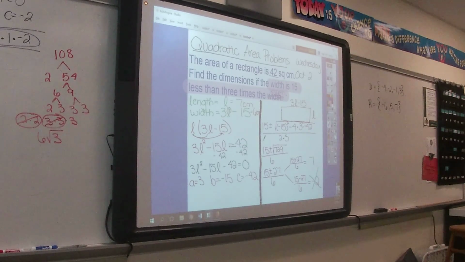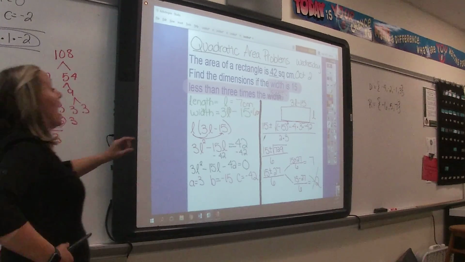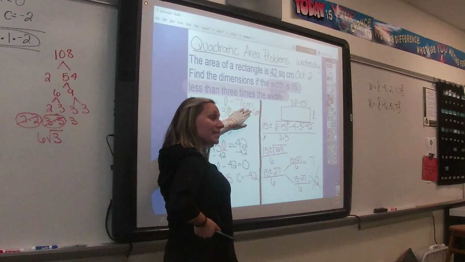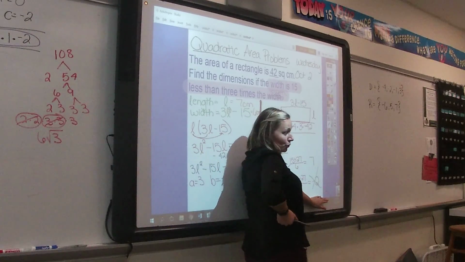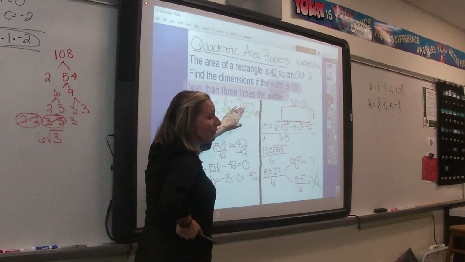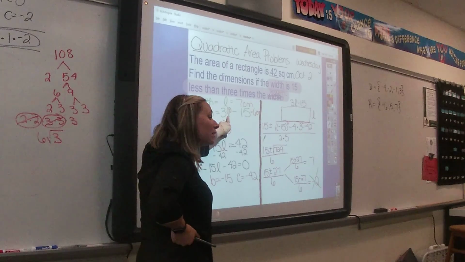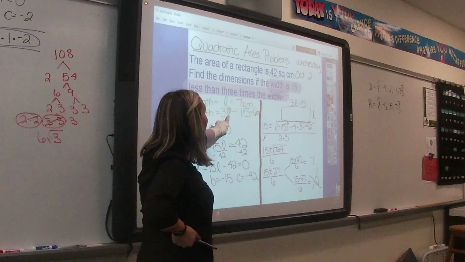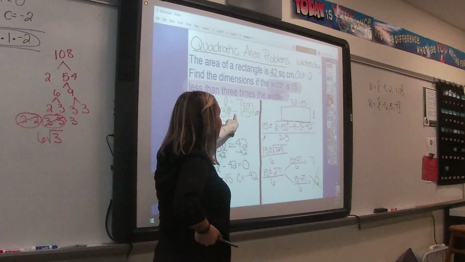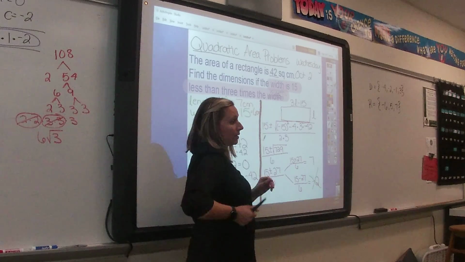We're not done yet. Oh, this answer is done. That's the answer. So are you okay with the length being 7? Because we can't have a negative measurement. Okay, so I'm picking my length to be 7. So if my length is 7, my width is then 3 times the length. So I'm taking 3 times 7, which is 21, minus 15, which is 6.